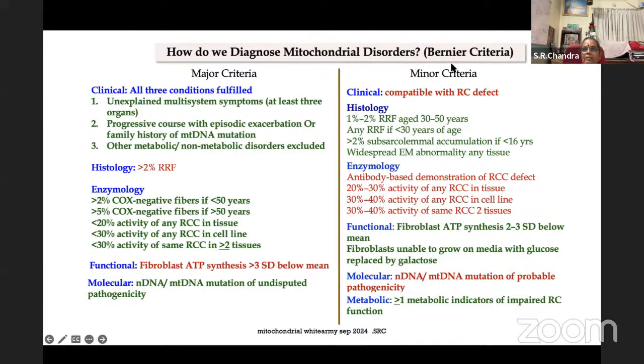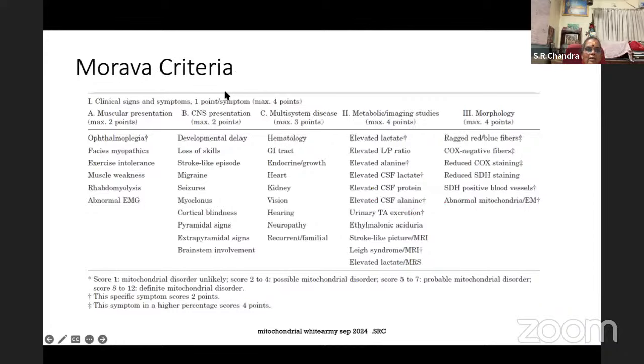So that is the major criteria as per Bernier criteria, and minor criteria we have got pathology and clinical picture compatible with respiratory chain disorder and enzymatic abnormality, fibroblast culture, molecular genetics, and metabolic: more than one metabolic indicator of impaired respiratory chain function, that is elevated lactate. So these are minor criteria for Bernier. Then we have got Morava criteria. There are clinical features and CNS features, multi-system features, metabolic and imaging features, and morphological features. So these are varying criteria where different features are clubbed to form the criteria.